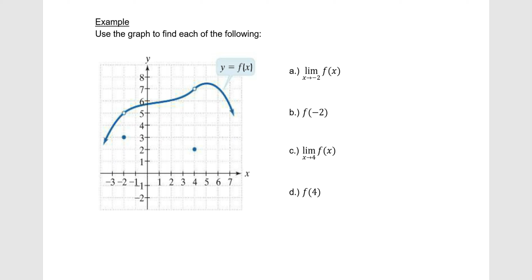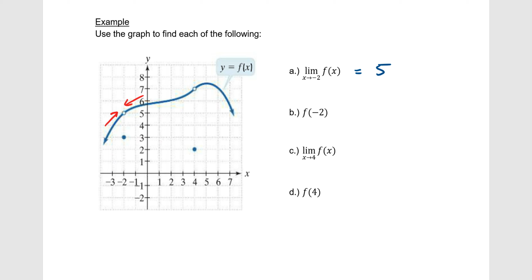First one, for a, we want the limit of f of x as x approaches -2. Okay, so we have this graph. You can see that we have a couple issues. We have some holes here. So let's find -2. So as x approaches -2, what is this function value approaching? So it looks like the function value is approaching 5, right? That looks like the y value that it's approaching.